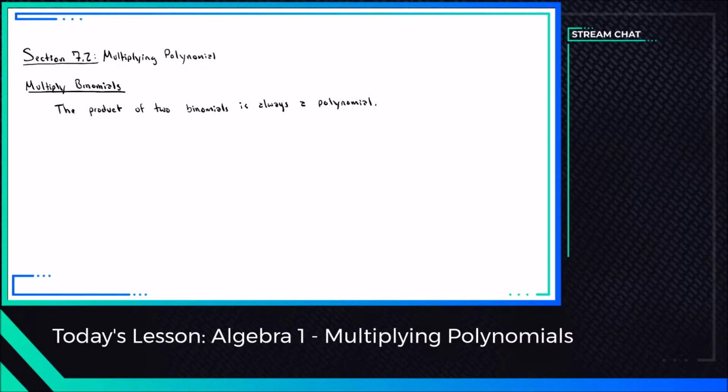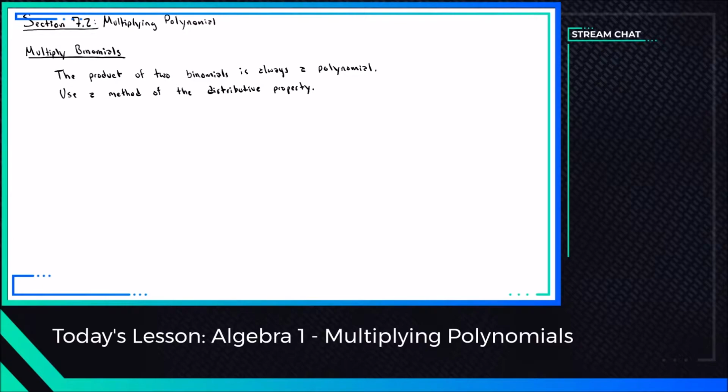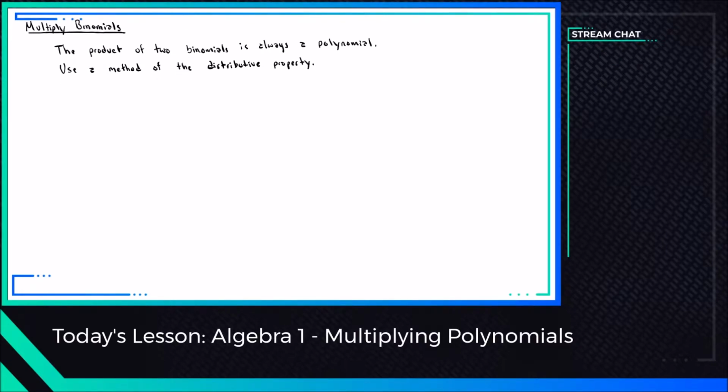Alright, and we're going to use a method of the distributive property. So remember, the distributive property is where you multiply a number outside of the parentheses by everything on the inside of the parentheses. And so I'm going to give a couple of different examples here. I'm going to give what's called a horizontal method. I'm going to give what's called a vertical method. And now personally, I like the horizontal method better, so we're going to do that one first.